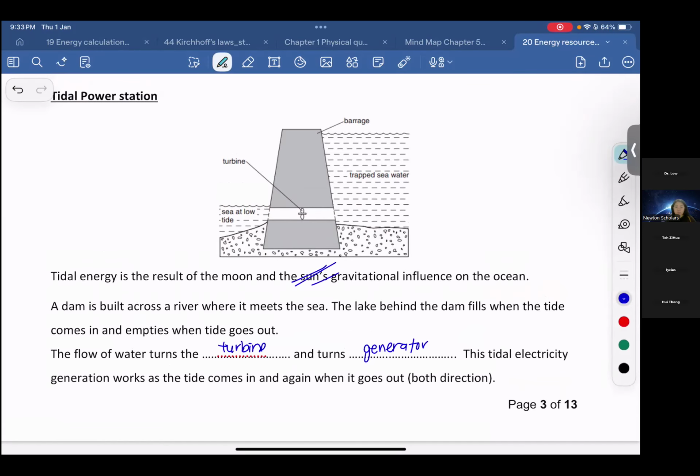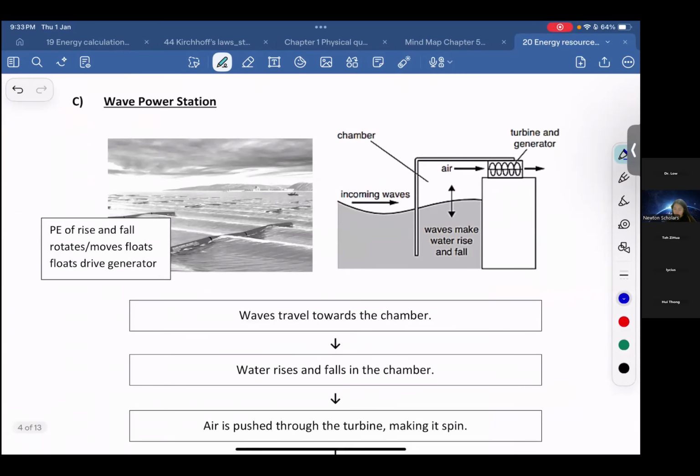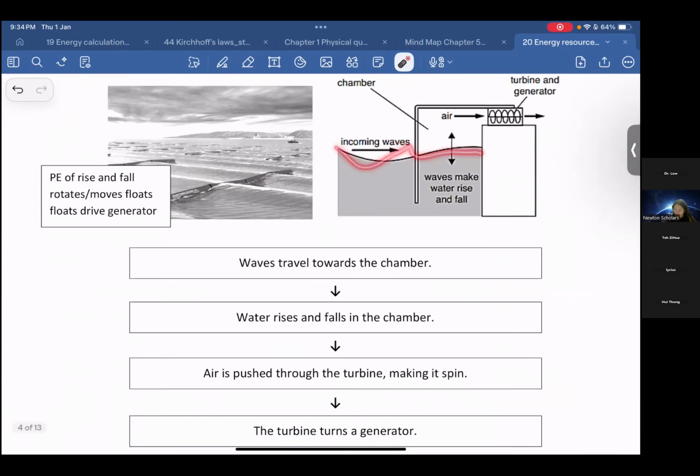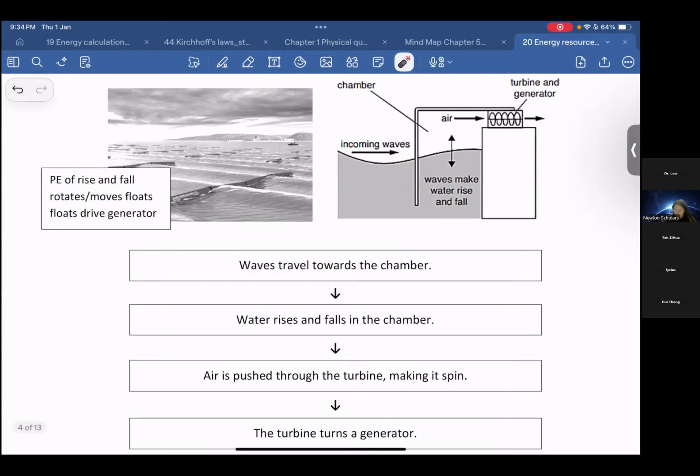Okay, Angeline, okay, Megan. So it goes to the next page here. Wave. How about the wave? Wave is moving up, down, up, down, up, down. So the incoming wave is here. The water wave travels towards the chamber. This part is the chamber. So the water goes up and down in the chamber here.